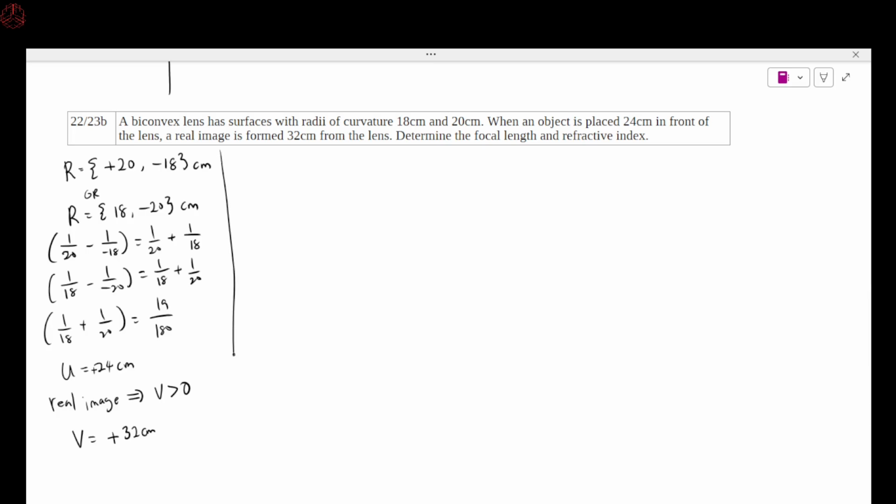Okay, I need to find the focal length, so I can quite easily use the thin lens equation. I will have 1 over f equals 1 over u plus 1 over v, and this is going to be 1 over positive 24 plus 1 over positive 32, and that would lead me to have my f to be 13.71 centimeters. That is the answer for the first part, which is the focal length.